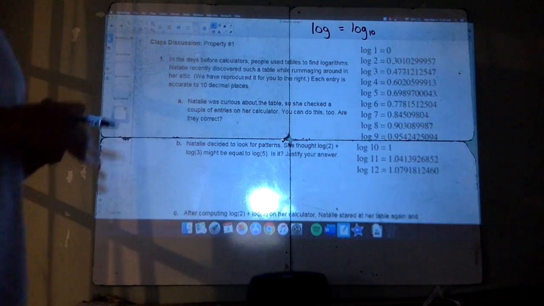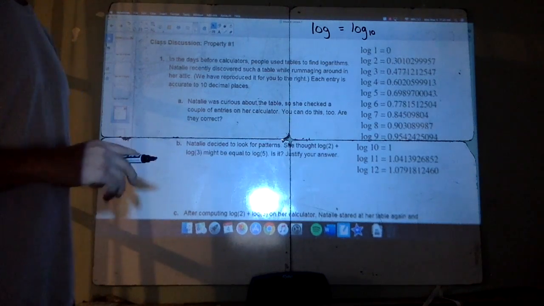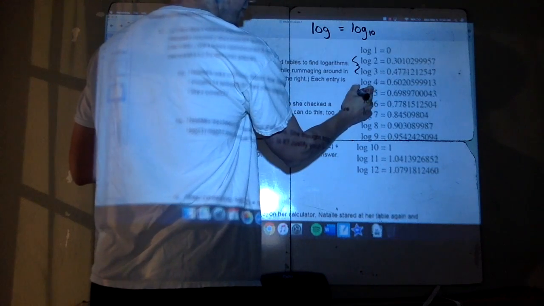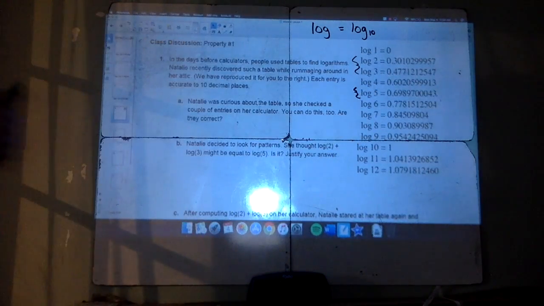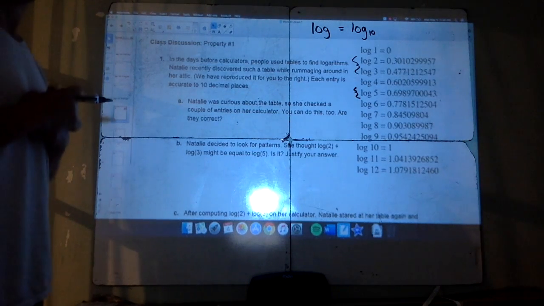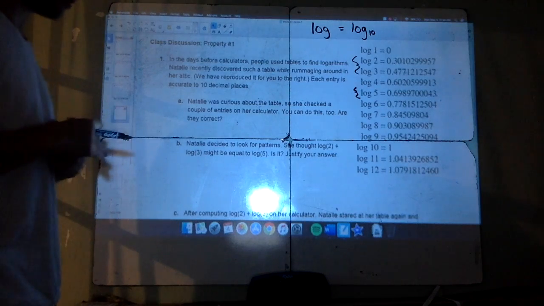So she decided to look for patterns. She thought log 2 plus log 3, so if we add these two, she thought might get us log base 5. So check, is that true, yes or no? Take maybe 10 seconds to check that. If you need to pause the video, do it.